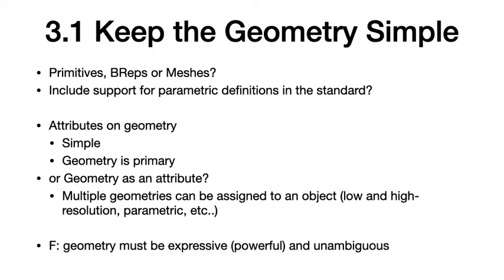For myself, my view is that the geometry has to be expressive, it has to be powerful, and it has to be unambiguous. For those of you who have worked with arcs, everybody has their own way of defining arcs. It's really annoying. The standard should just have one way of defining one kind of geometry. End of story. We sort that out, and life is good.